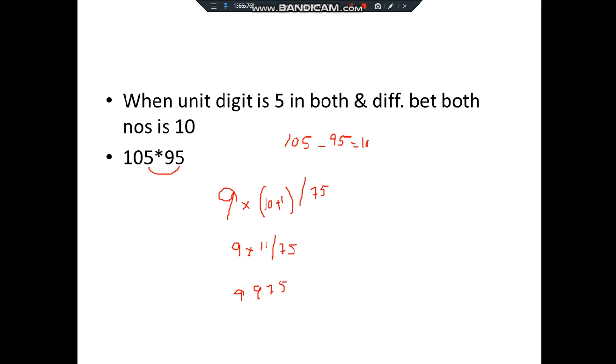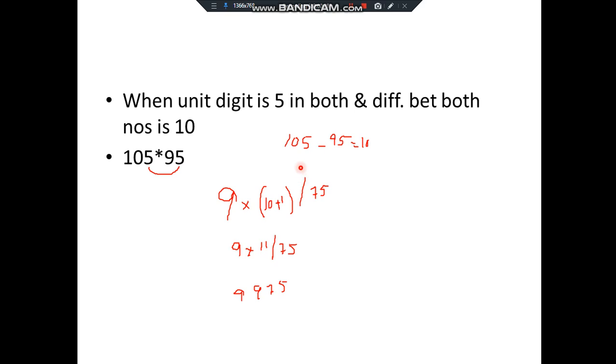Next case is when the unit digit is 5 in both and the difference between both numbers is 10. In that case, see, the unit digit is 5 and when you subtract the two numbers you get 10, right? 105 minus 95, which is 10. In that case always remember, when you have unit place 5 and the difference is 10, your last two digits will be 75. So keep 75 at the end.